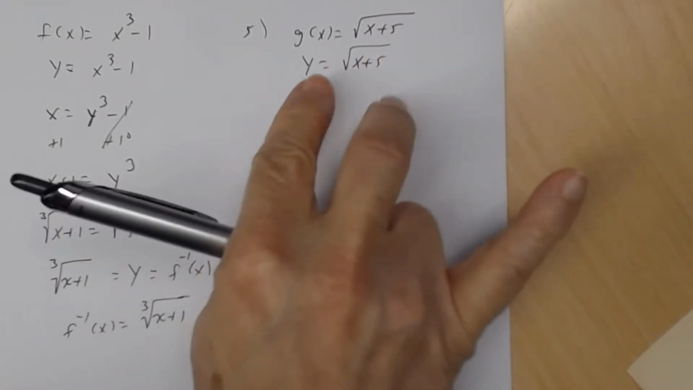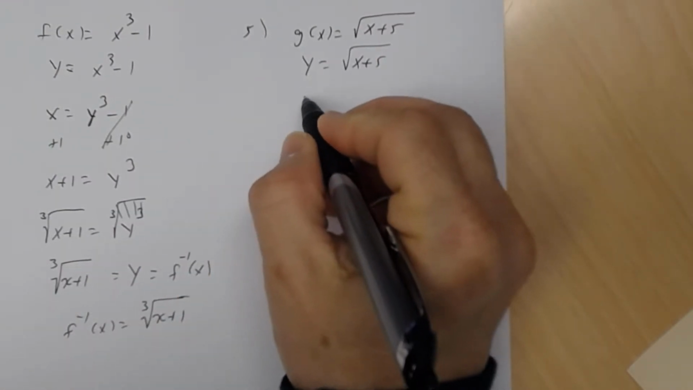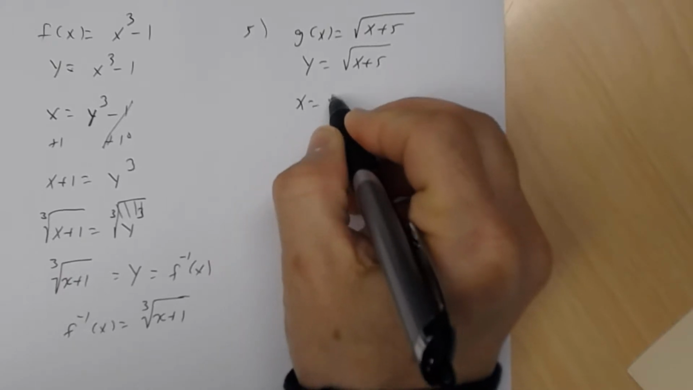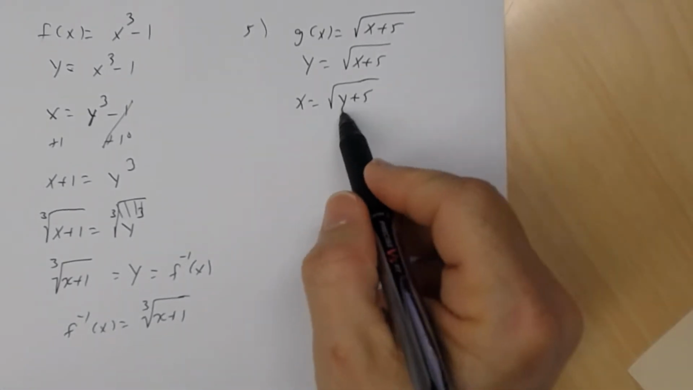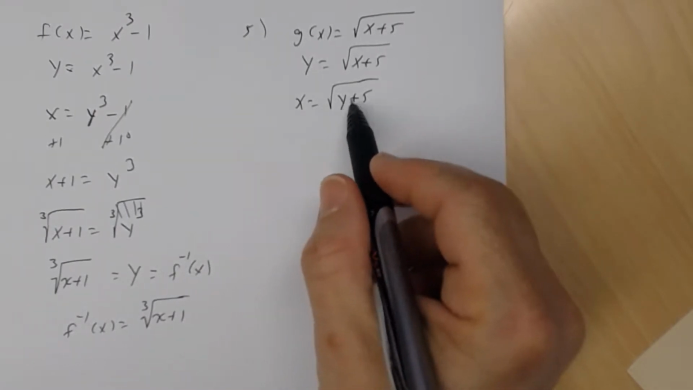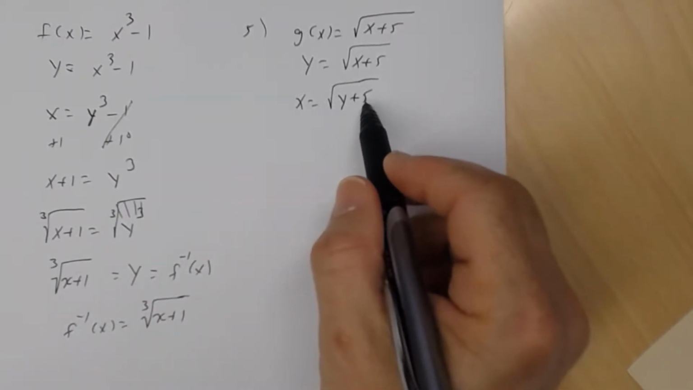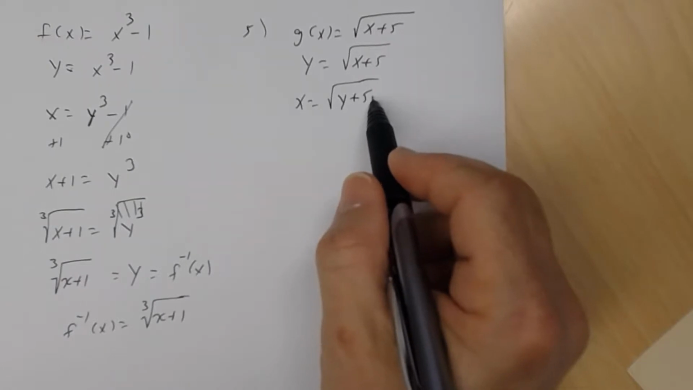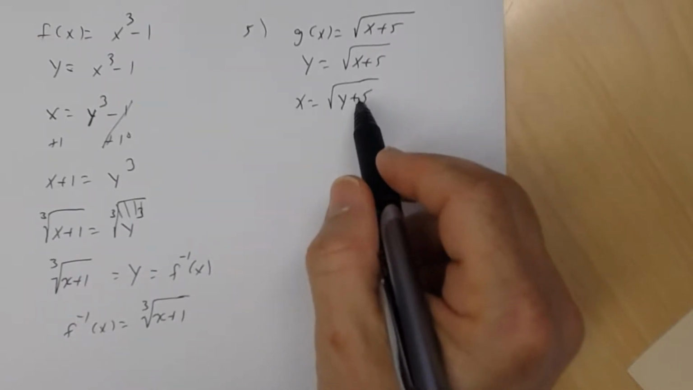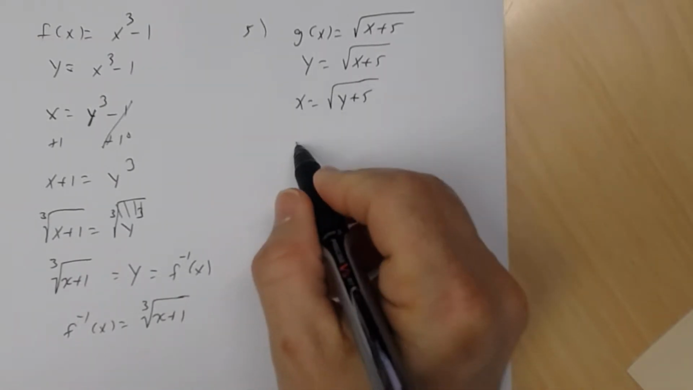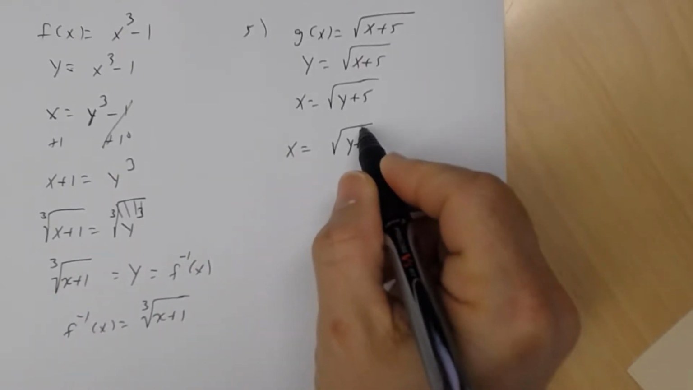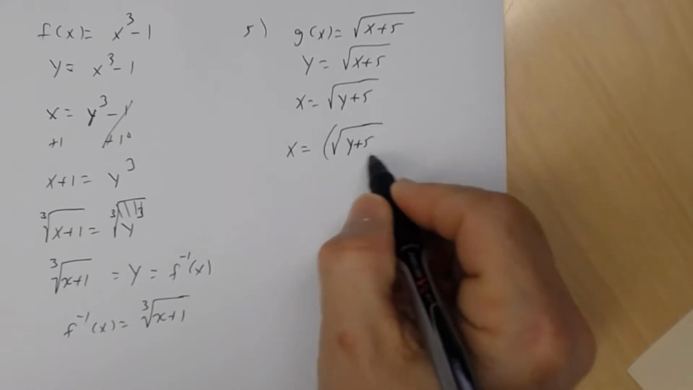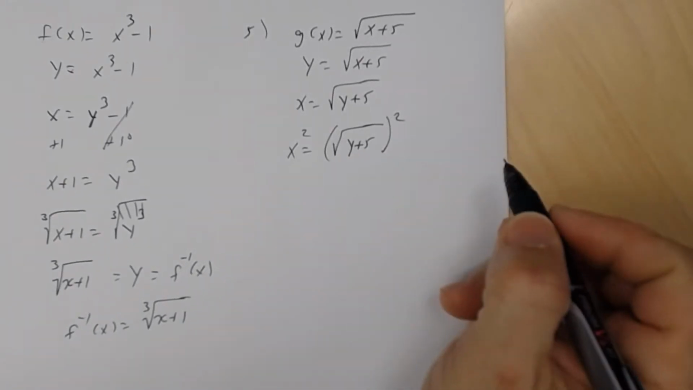Okay, so now we're going to interchange the x and the y's. So y becomes x, x becomes y, and now your goal is to get y by itself. All right, to get y by itself, notice that you can't just subtract 5 yet, because that 5 is underneath the square root. So you got to get rid of the square root first. The opposite of square rooting is squaring. So I'm going to square both sides, just like that.